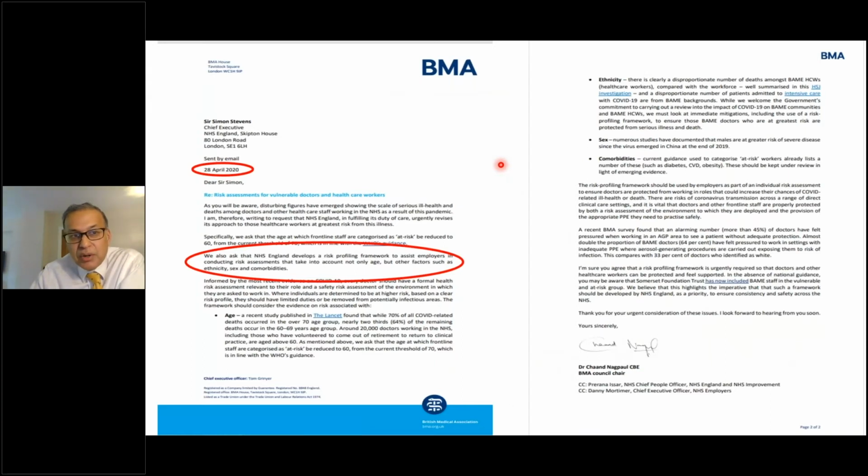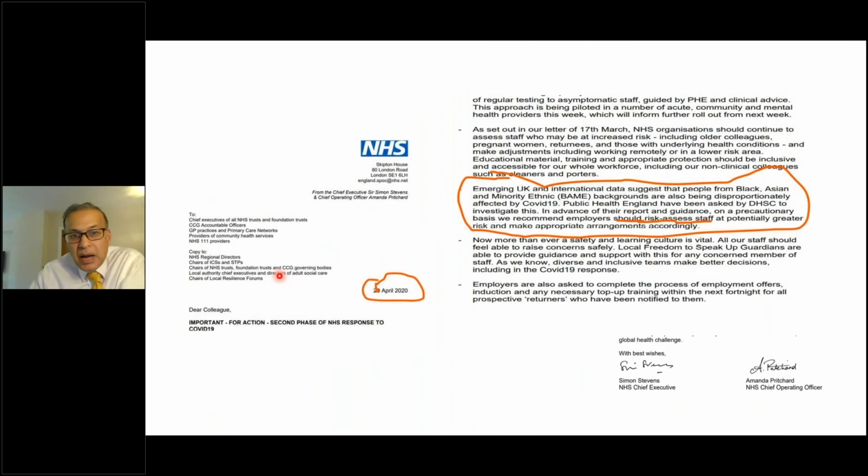In April, our chair, Dr. Chand Nagpaul, wrote to Sir Simon Stevens asking NHS England to develop a risk profiling framework and to conduct risk assessment that takes into account not only age, but other factors such as ethnicity, sex, and comorbidities. Immediately after that, a letter was sent by Sir Simon Stevens and Amanda Pritchard, the NHS Chief Operating Officer, to all chief executives of all NHS trusts and foundation trusts and NHS organizations, asking them to do a risk assessment of their ethnic minority staff.